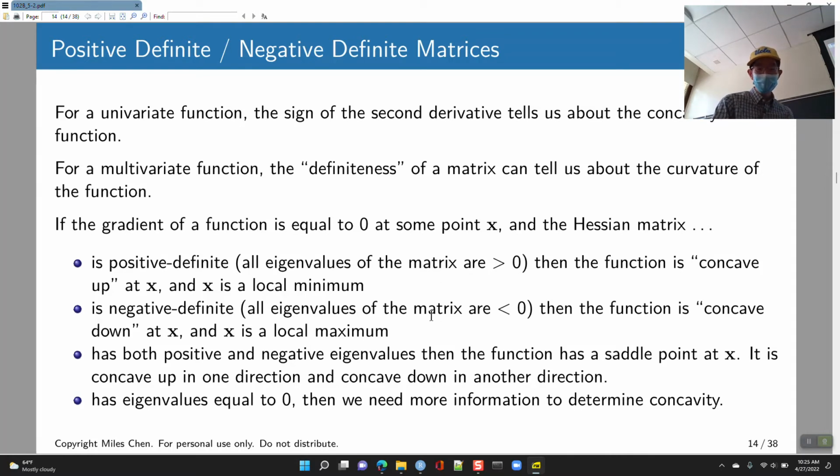And if it's negative definite, then the function is concave down, and x would be a local maximum, okay? And if it has both positive and negative values, then it's likely to be some kind of saddle point, in that it's concave up in one direction and concave down in another. And if it has eigenvalues equal to 0, then you would need more information.